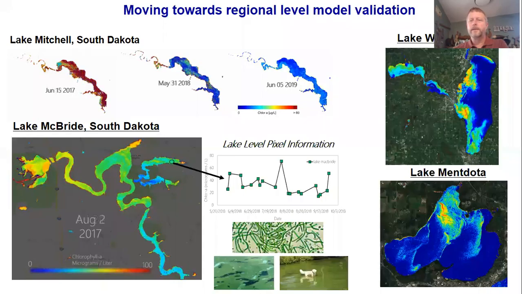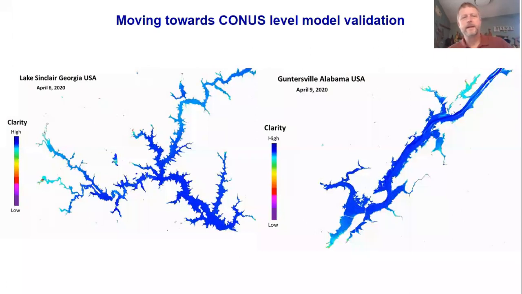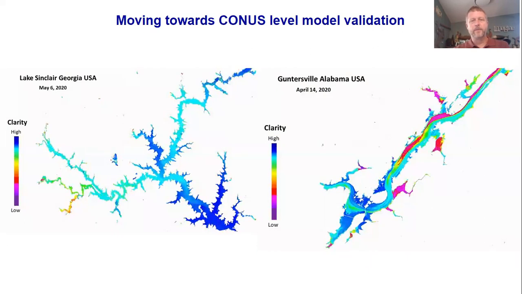We're also exploring using this data in other areas, South Dakota, Wisconsin, Iowa, and then looking at some of the southern states. In the southern U.S., there are a lot fewer clouds, and so there are a lot more time steps for clear imagery, and so you can get some pretty dynamic animations of what's going on in the water quality with that.